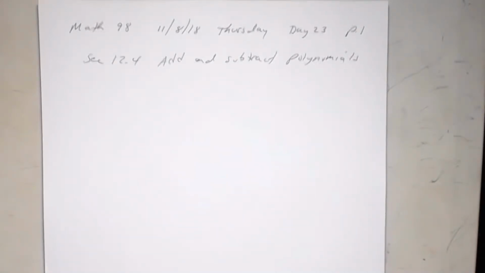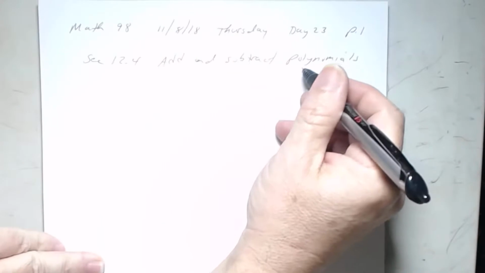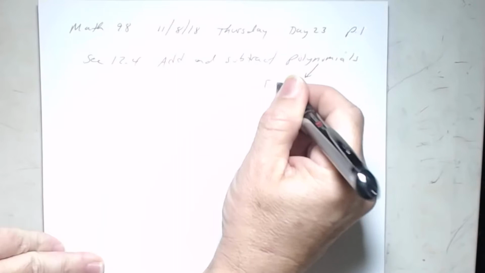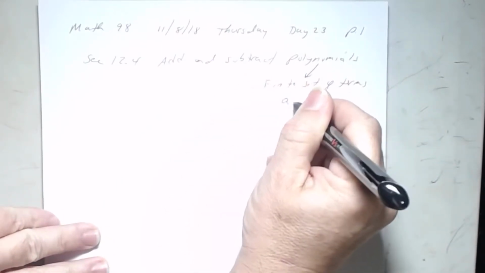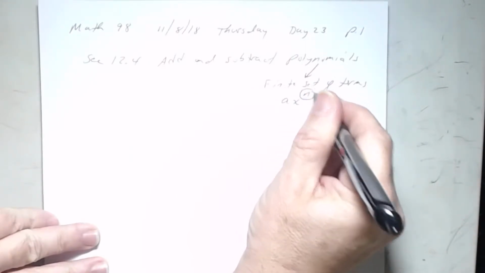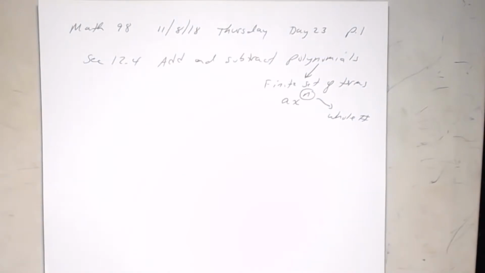All right, so section 12.4, add subtract polynomials. When you looked at the videos on 12.3, you were told that a polynomial is a finite set of terms, and it has this form. Each of the terms is some real number times x to the n power, where that exponent is a whole number. That's what these polynomials look like.